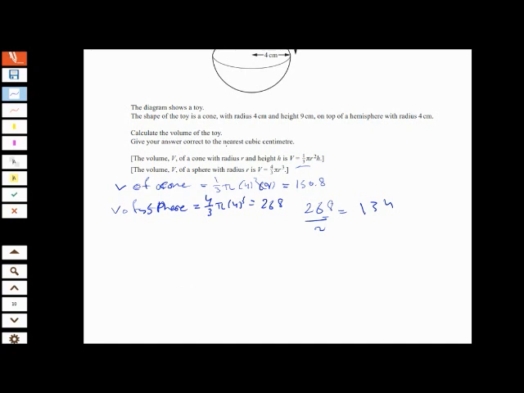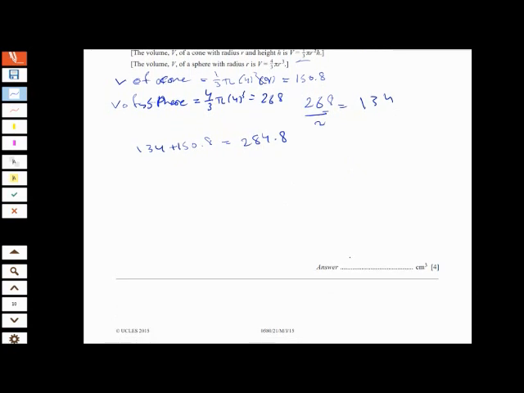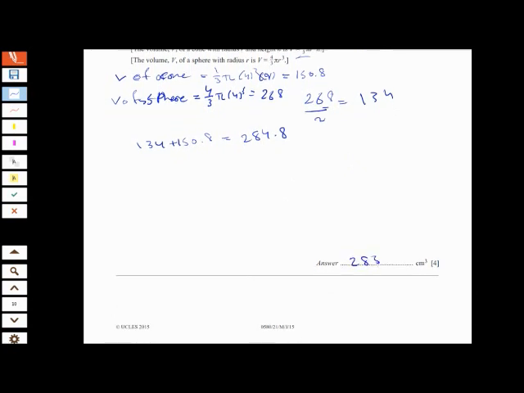Now all I have to do is just add them. 134 plus 150.8 would equal 284.8. But then here they said to correct to the nearest cubic centimeter, so the answer should be 285 cubic centimeters.